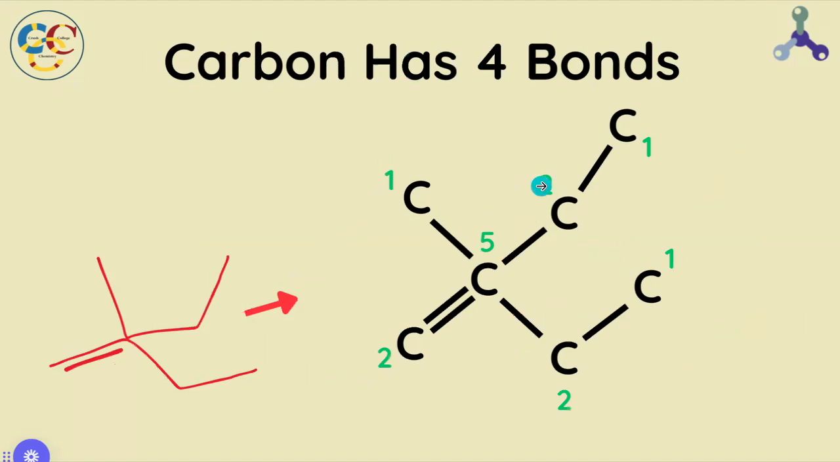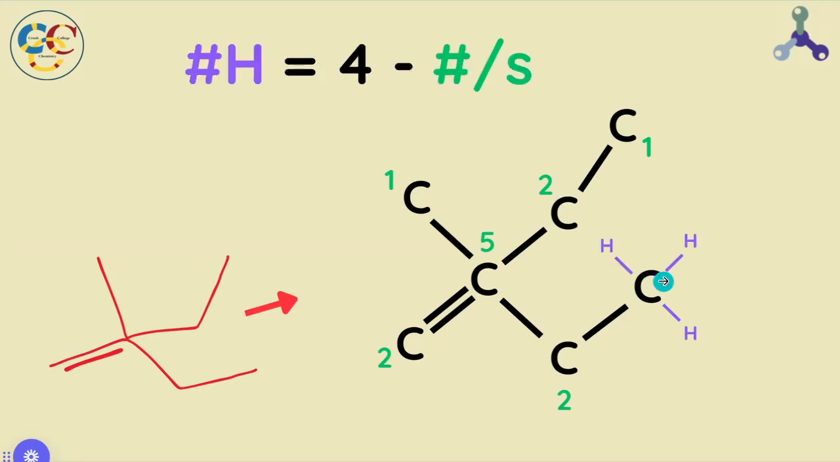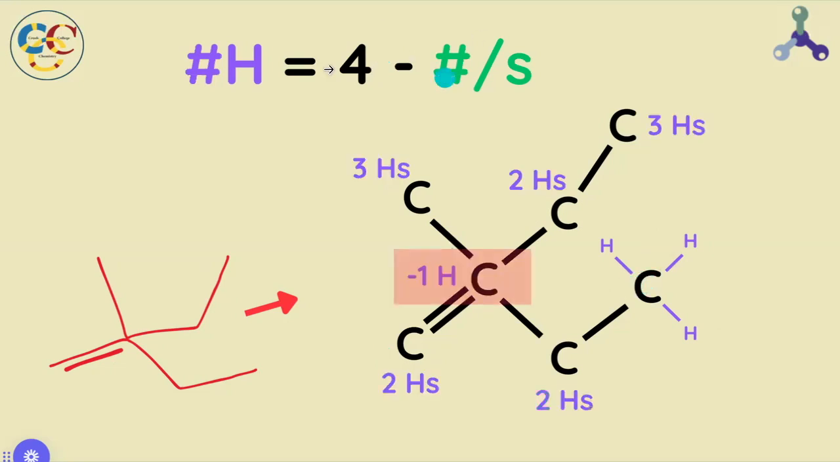appears to have, all the carbon-to-carbon bonds, and then add however many hydrogens it takes to reach 4 bonds. For example, this carbon we see has 1 bond, so it must have 3 hydrogens. We use this equation up here to calculate how many hydrogens each carbon has, so 4 minus 1 equals 3 hydrogens. With this equation, we can calculate how many hydrogens each carbon will have, but we run into a problem.